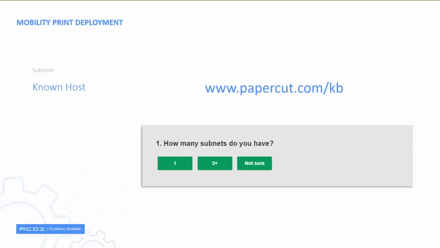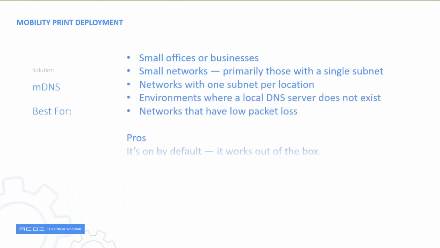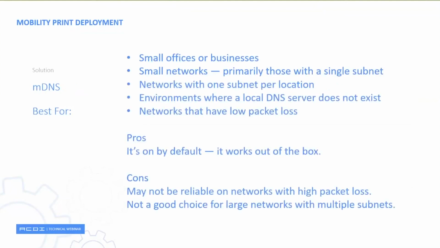Let's take a look at all three methods in a little more detail. Here is best practice for installing MDNS. MDNS is a local subnet protocol, also known as Bonjour, Zero Config, or RFC 6762 to its friends. It's the same protocol that iTunes uses to find your iPhone or your Apple TV. This is the easiest option to get Mobility Print up and running, whether that's to deploy immediately to your users or to try out Mobility Print for the first time.